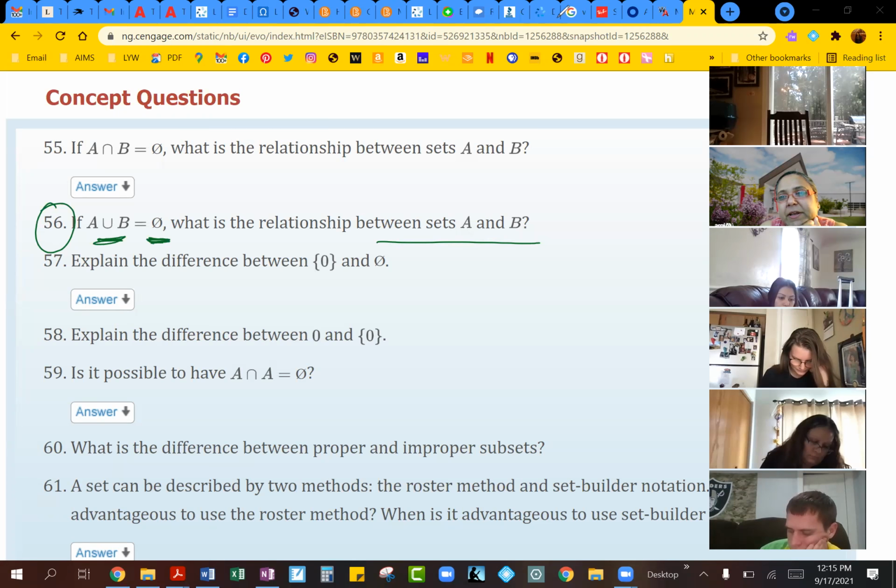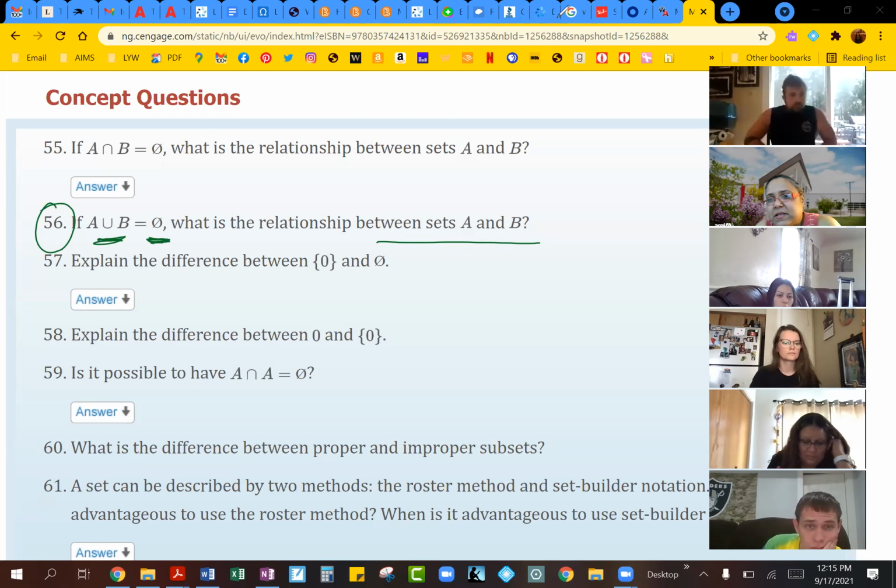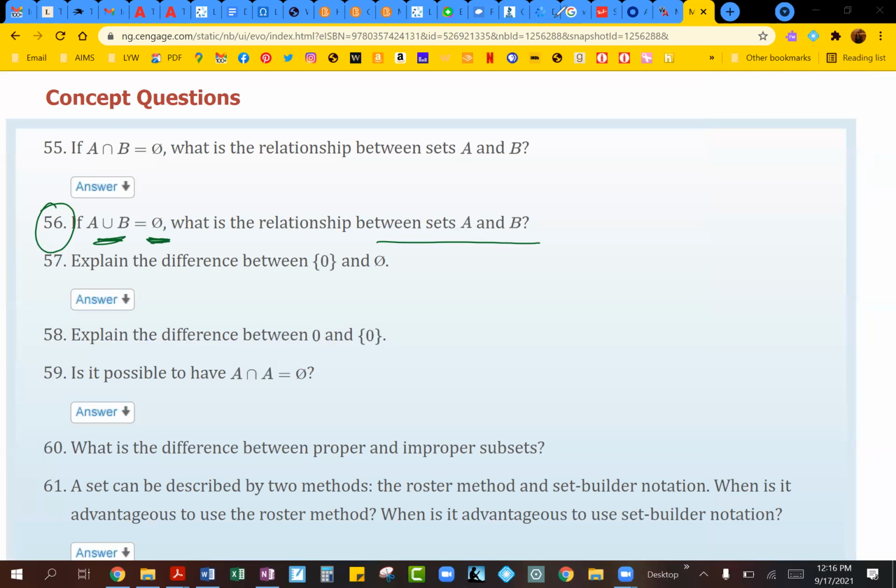Because remember, union means anything that's in set A or anything that's in set B, or anything in both. You put it all together and you get the union, but they're telling you A union B is an empty set. There are no elements in there. So what does that mean? Both sets are empty, A and B. Very good, because the only way a union can be an empty set is if each individual set is empty. Very nice. So that means A and B are both empty sets. So since they are both empty sets, the union is an empty set.